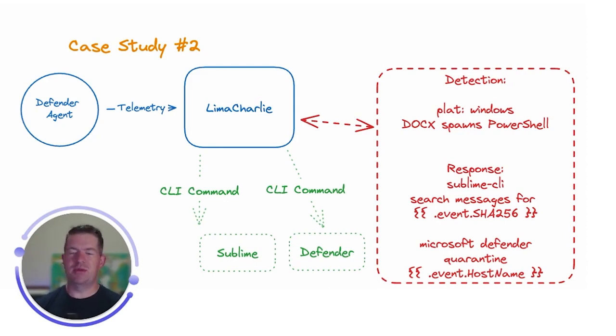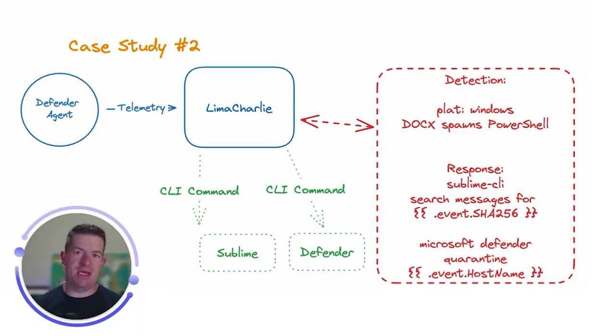sending telemetry into LimaCharlie. Well, if I see that same particular detection where I've got a docx spawning PowerShell, I don't want to just kill the process tree. I don't want to just stop that from running. I also want to know, where did this thing come from? So one of the things I can do within our response actions is I can reach out to multiple platforms simultaneously.